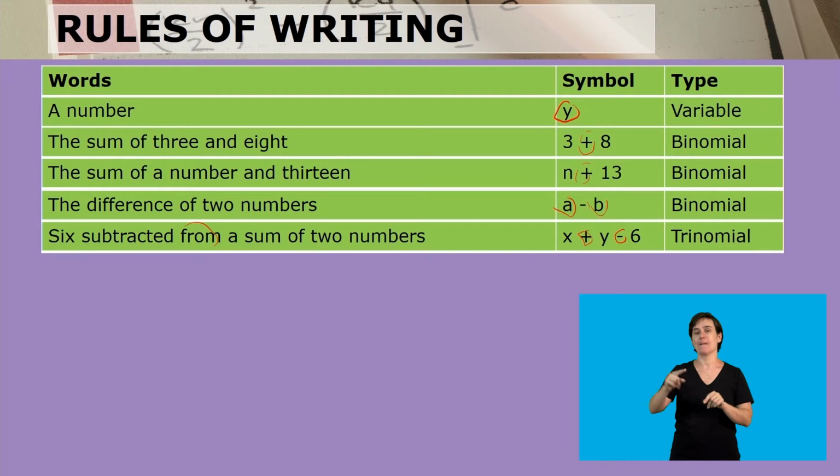And it is a trinomial because x is a term, there is an operation sign, a plus sign. Y is a term, there is a subtraction sign, and 6 is a term. So it's a trinomial, 3 terms.